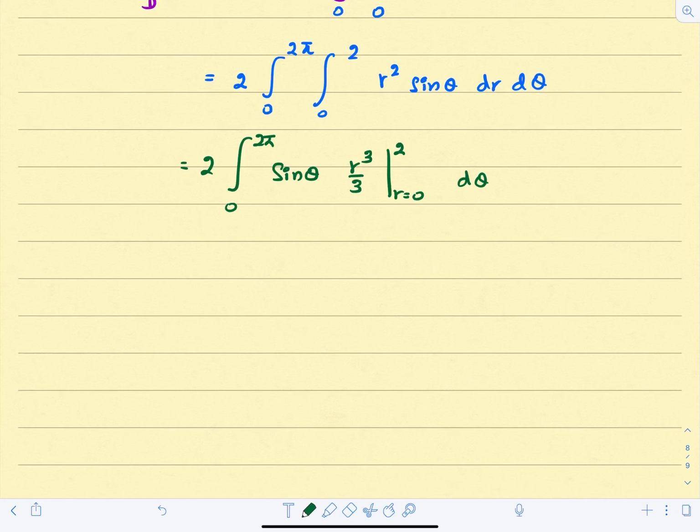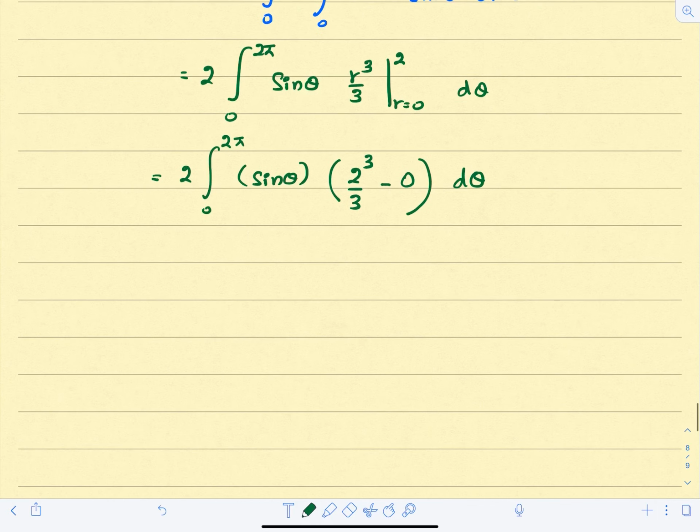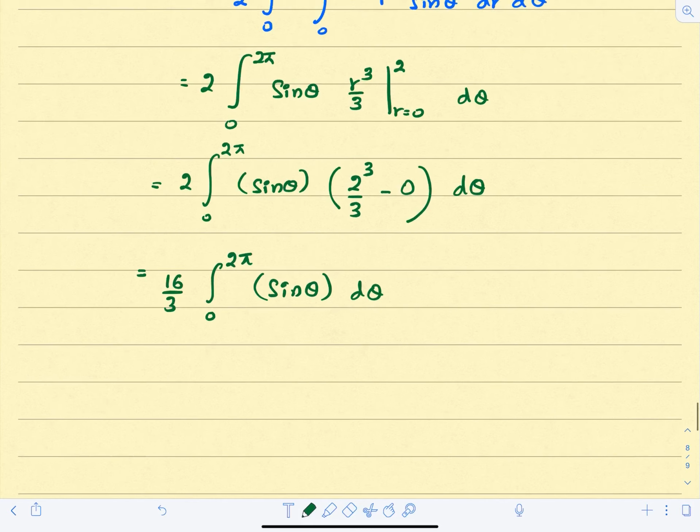Apply the upper limit first. You will get 2 to the power 3 over 3 minus the lower limit is 0, so you will get 0, d theta. 2 to the power 3 is 8, so we have 8 over 3, which is a constant, and 8 over 3 times this 2 becomes 16 over 3, times the integral of sine theta d theta.